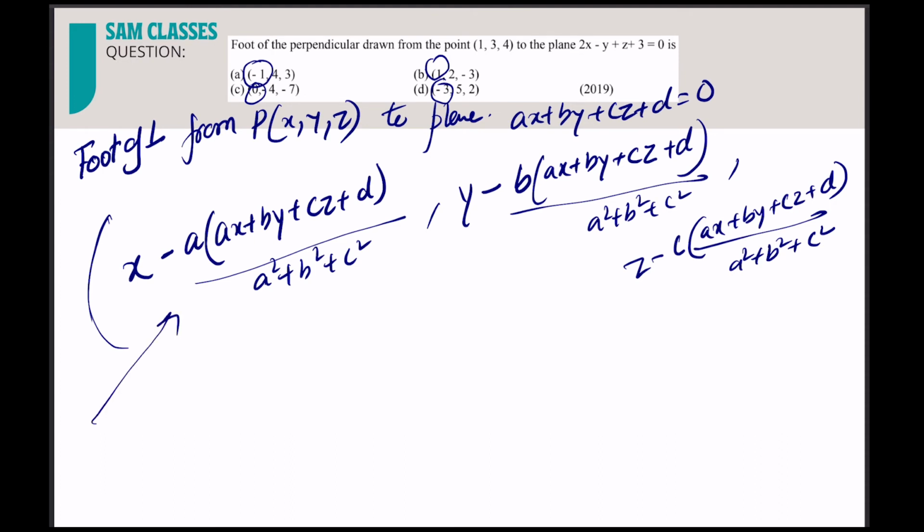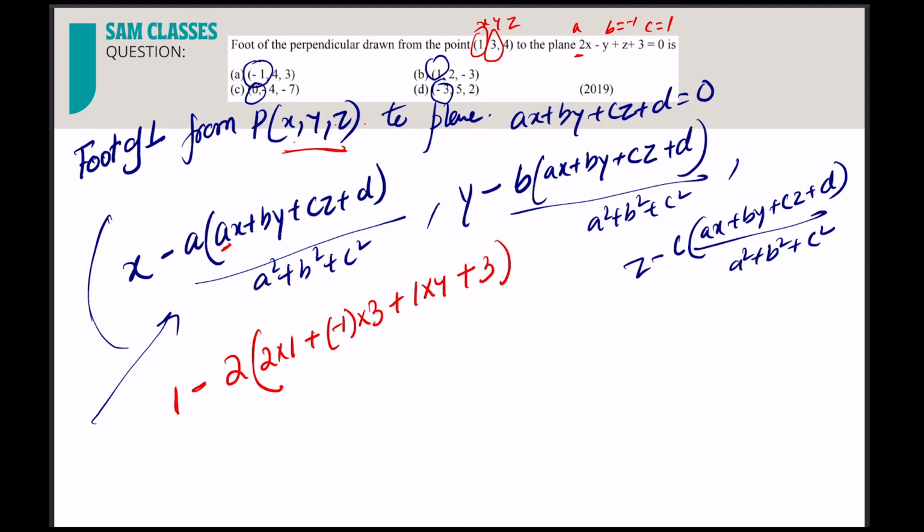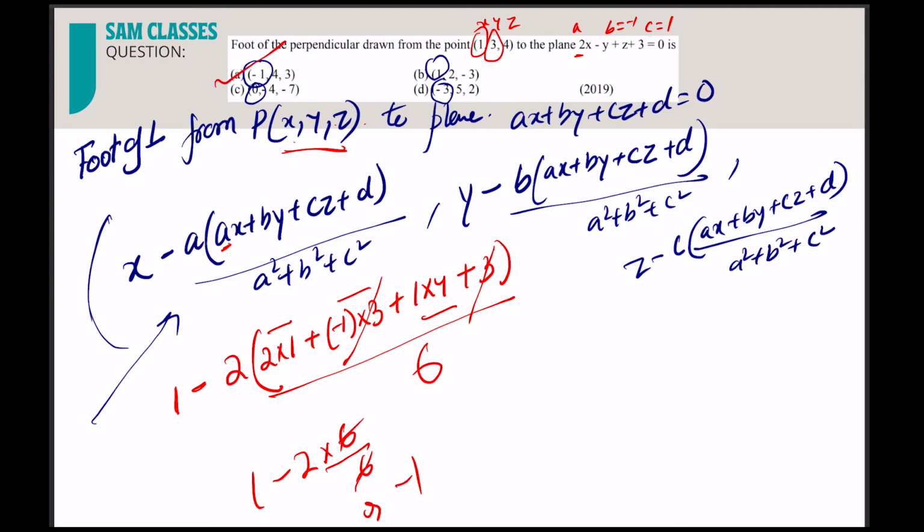So let's use here. What is my ABC and everything? Let's substitute it. See, the point is x comma y comma z. X is 1. So 1 minus, what is my A? A is 2, B is minus 1, and C is 1. Clear? So 2 into 1, x is 1, plus B. B is minus 1 into y, which is 3, plus C into z. C is 1 into 4 plus D. D is 3, divided by 6. So 1 minus 2 into 2 minus 3 plus 4. So minus 3 plus 3 gone, 2. So 2 by 6. So 1 minus 2 is equal to what? Minus 1. Which point has minus 1? That's it, done. How much time it took? If you make a practice, done. The whole thing is done, okay?